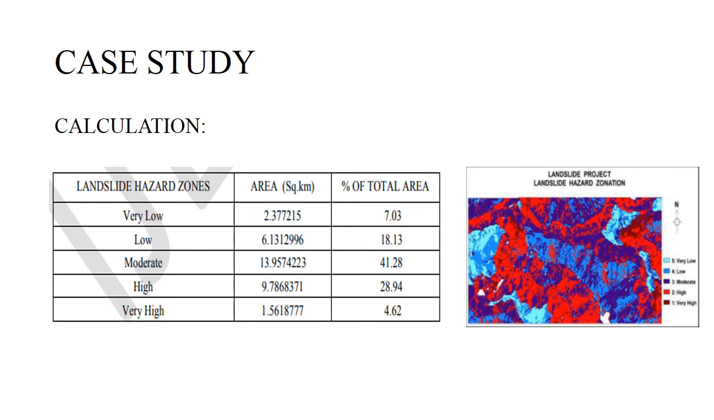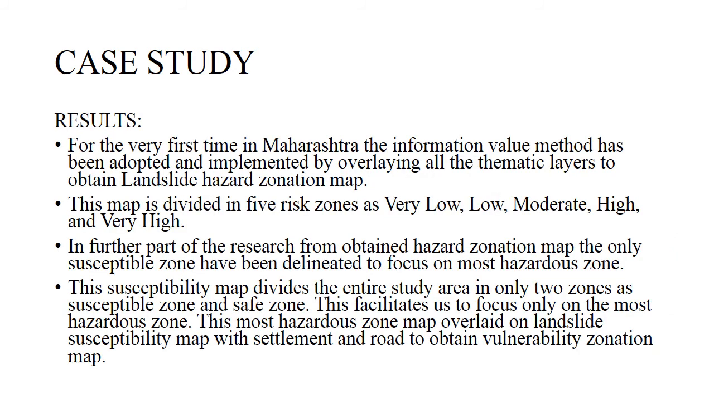On the right you can see the image of landslide hazard zonation, where dark red is very high and light blue is very low. So if you have a hilly area, you'll get to know which are the regions where landslide occurrence is more likely. If you talk about the results, this case study has been done in Maharashtra using GIS for the very first time, and it has very clearly defined all the 5 risk zones. In this research the susceptibility map has also been provided, which says which zone is more susceptible to landslide and which is a safe zone. That can be seen in the image.